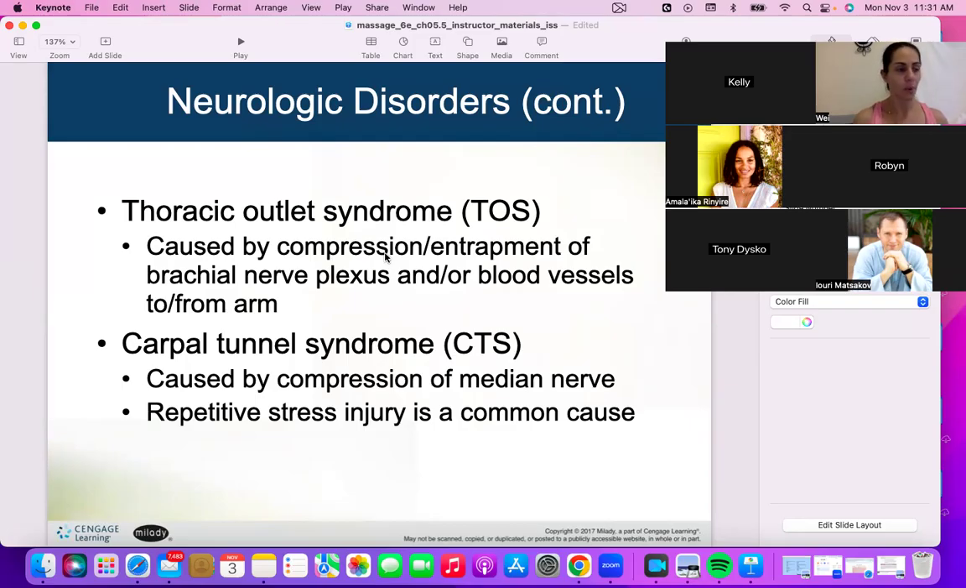Okay, other more important diseases that you will come across. Since we talked about the nerves, remember we talked about the brachial nerves that stem to the arm. They might get some compression. So the TOS, which is thoracic outlet syndrome. So you might be able to help more people with those kind of things. It's caused by a compression and entrapment of the brachial plexus and or blood vessels from the arm.